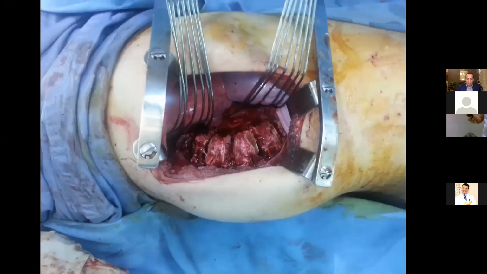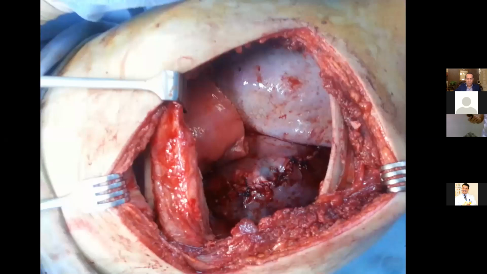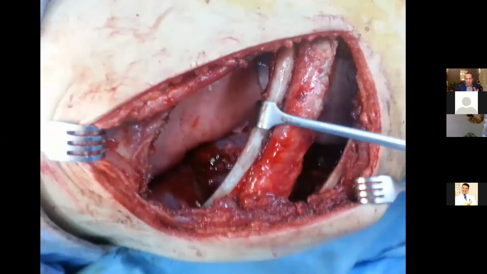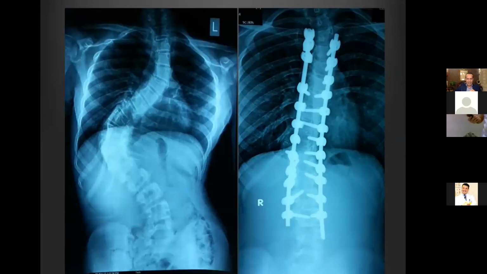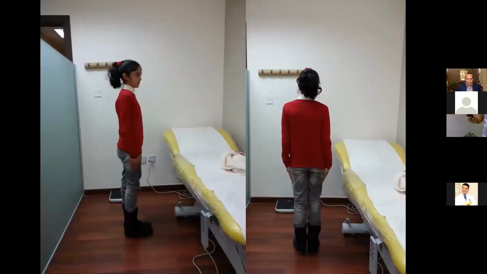And we did the anterior approach, as in this case, we do the complete release from up to down, and then we close everything down. I do a double approach in these cases to go up and down, with a thoracolumbar and a double thoracotomy, and this is the end of the case, and this is the correction. This is the patient post-op.